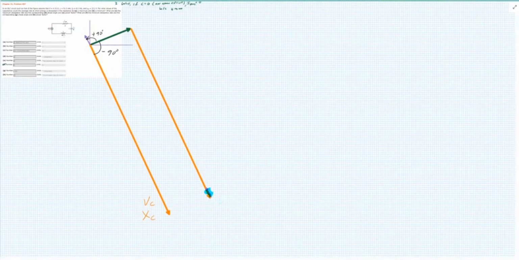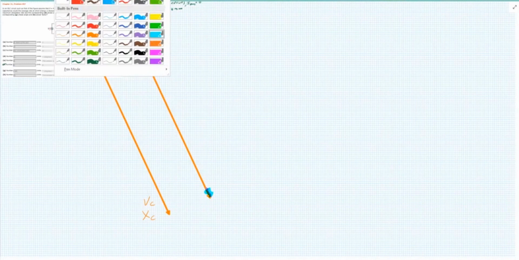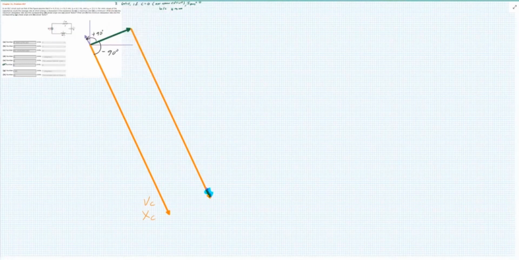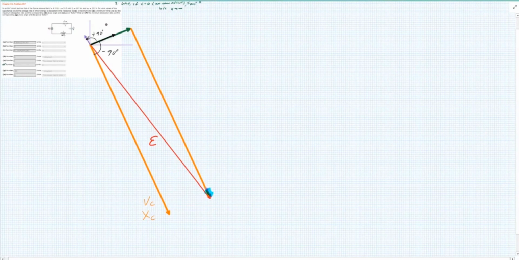Okay, so here's the EMF voltage at this particular point in time. It looks like this. So this is my EMF voltage. This is my circuit current right here. Let's not forget that current's the same everywhere. And let's not forget that this green vector was my voltage drop across the resistor. So now play this out.